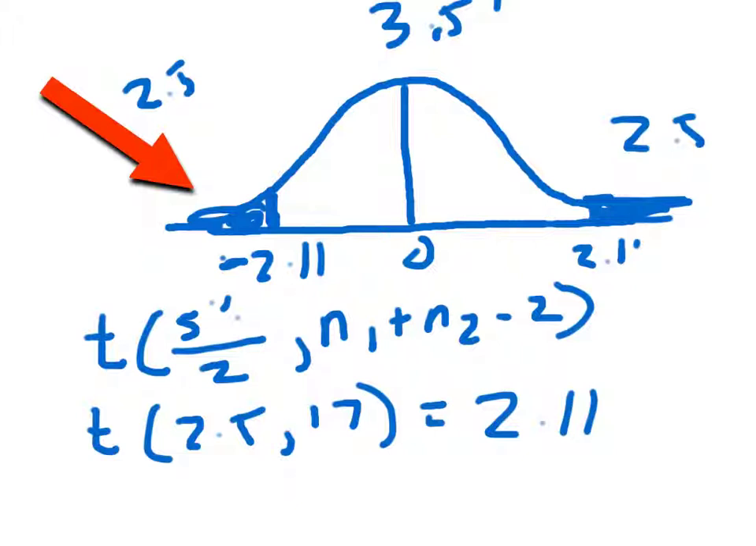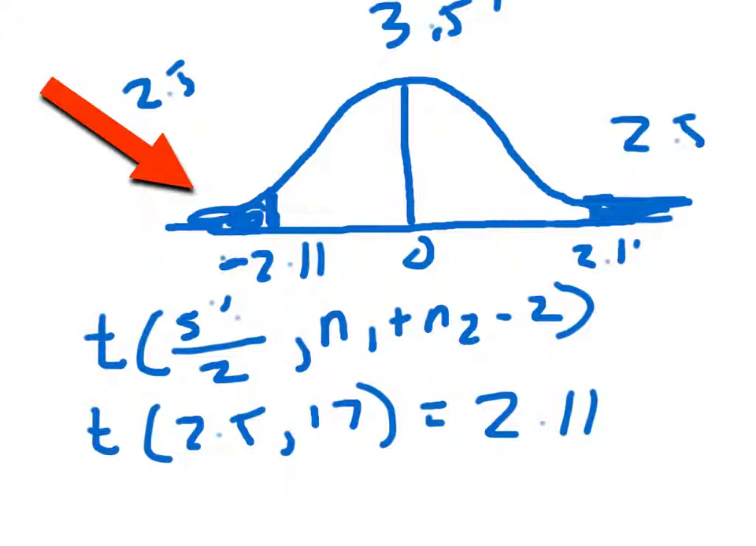So if the t statistic is within this region here, we fail to reject the null hypothesis that the GMATs are significantly different among these groups. However, if the t statistic falls outside of this region, below negative 2.11 or above positive 2.11, then we would reject the null hypothesis and conclude that there is a significant difference.